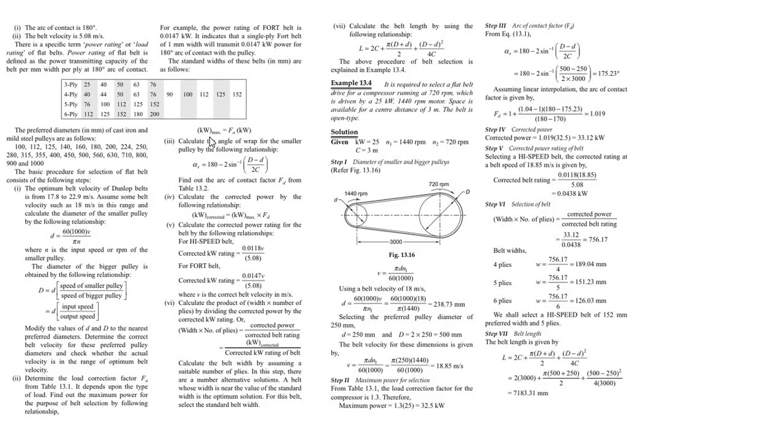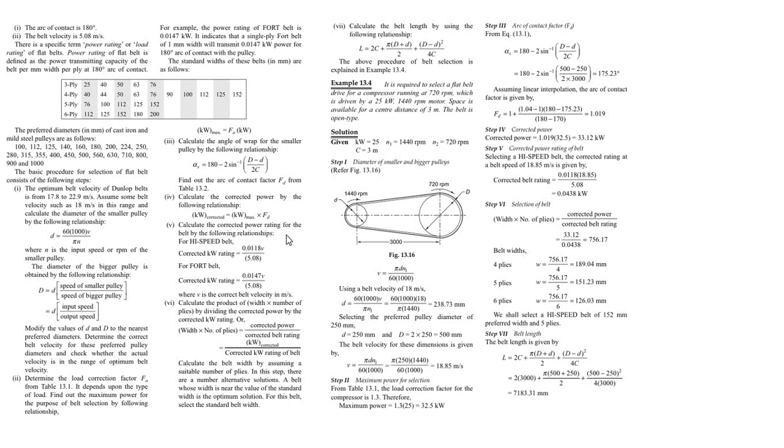By calculating the maximum power to be transmitted, you can go for the further process, that is, calculating the angle of wrap for the smaller pulley. By the relation, alpha = 180 minus 2 sin inverse of (D plus d) by 2C. Find the arc of contact factor FD from the table. Then we are going to correct the power by the formula kW corrected = kW max into Ft.